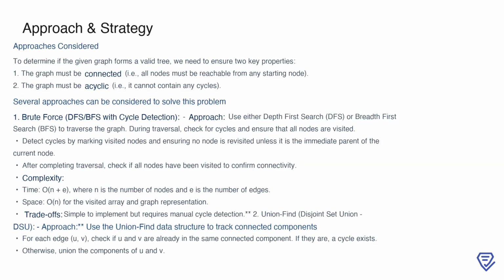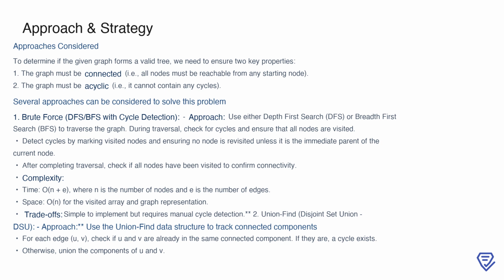To determine if the given graph forms a valid tree, there are two key requirements we need to satisfy. First, the graph must be connected, which means all nodes should be reachable from any starting node. Second, the graph must be acyclic, meaning it cannot contain any cycles. With these requirements in mind, we can consider several approaches to solve the problem.